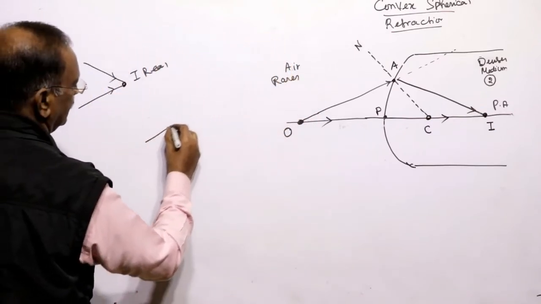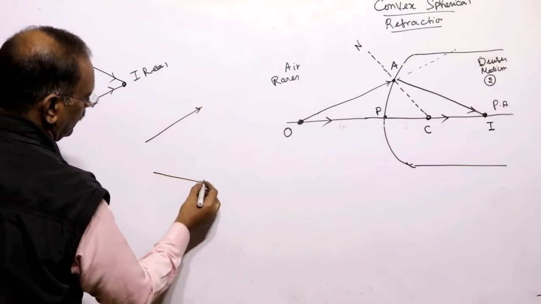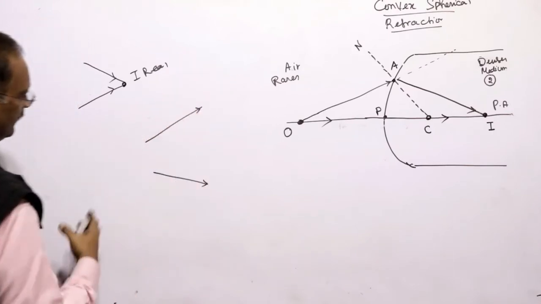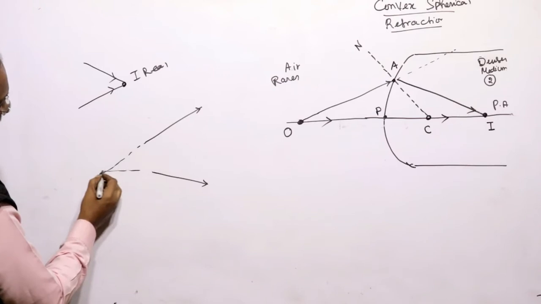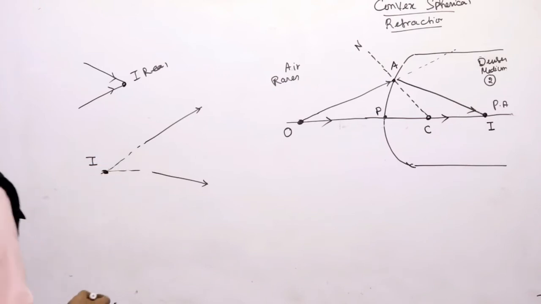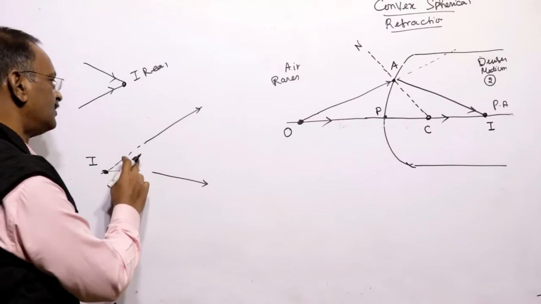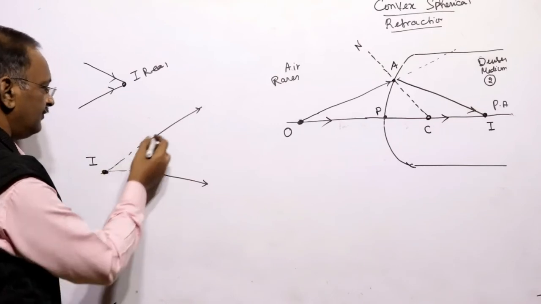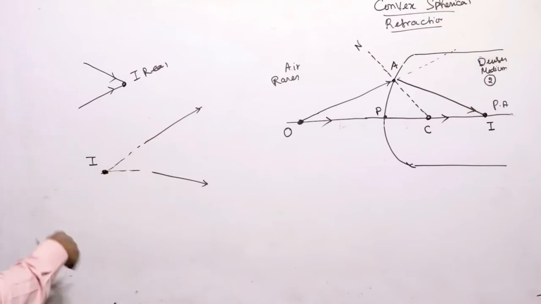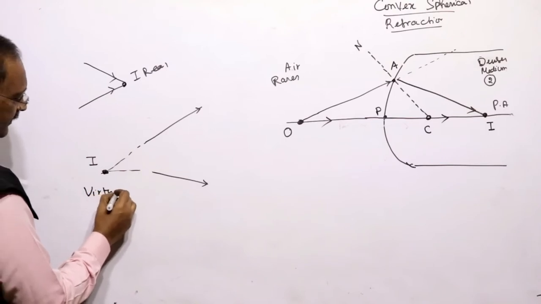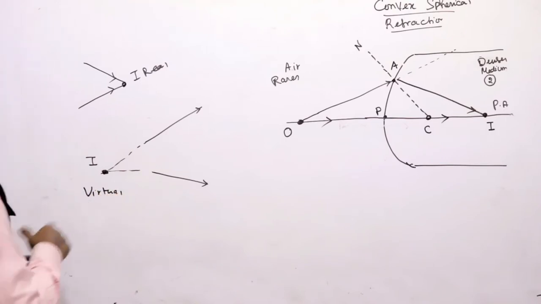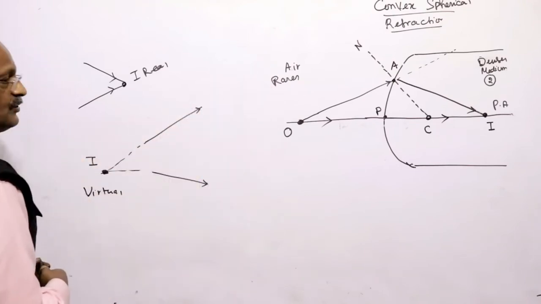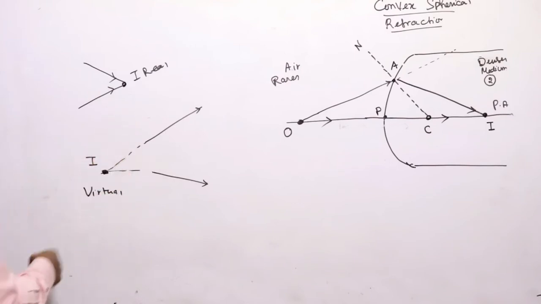But otherwise, if from the object one ray goes like this, another goes like this, they will never intersect anywhere. So we will extend them backward, where the image is formed. If the rays seem to be diverging from that point of intersection, that point is the image, and it is a virtual image. If extended backwards, the rays from this point seem to diverge, then that is a virtual image. This is the difference between a real image and a virtual image.